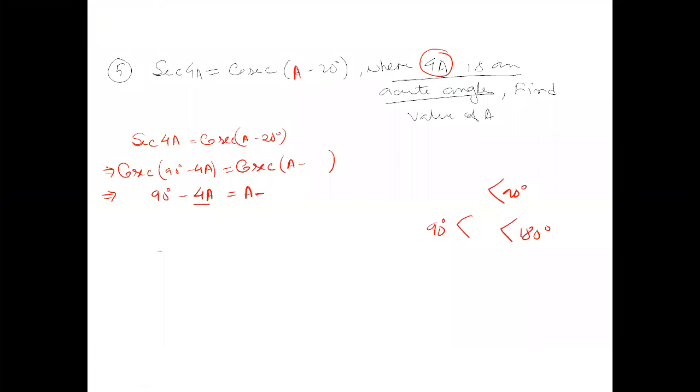Sec 4a equal to cosec a minus 20 degree, where 4a is an acute angle. Find the value of a. That means you have to find the value of a. It is given that 4a is an acute angle. That means its value is less than 90 degree. So put the value here.